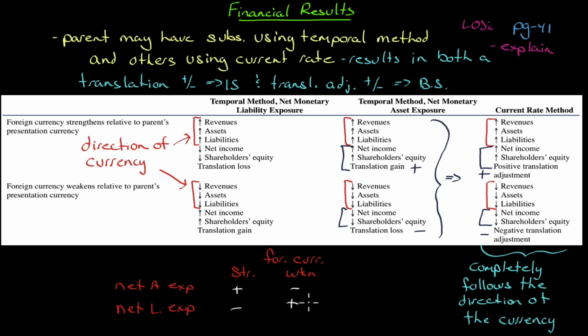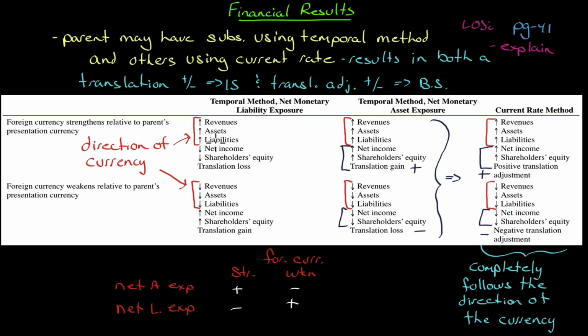I don't have to remember this whole table. I just have to remember that little scenario where I've got $100 in my pocket, and if the foreign currency strengthens, good for me. I put a plus sign. This is the currency strengthening. It turns into a gain, and a gain because what? We have net asset exposure. The temporal method with net liability exposure is just the opposite of what the asset exposure is.